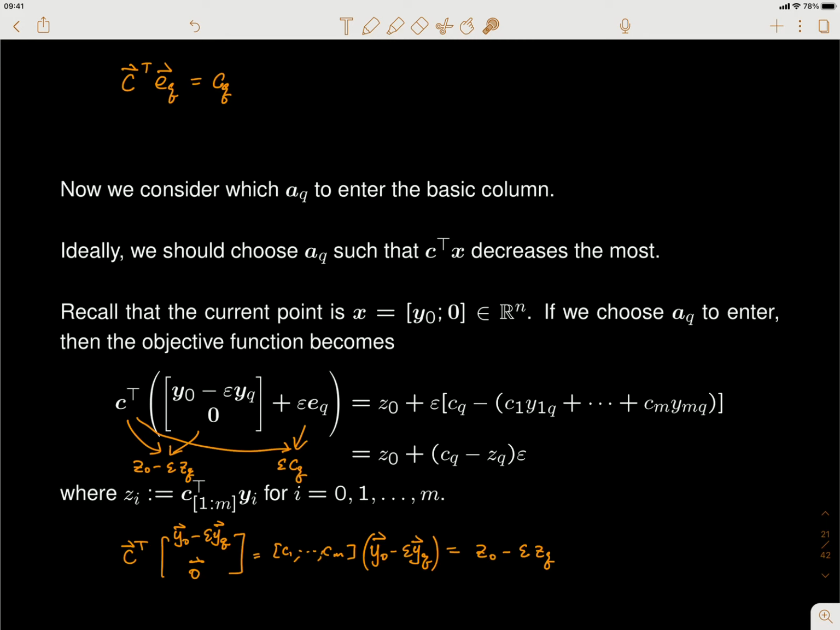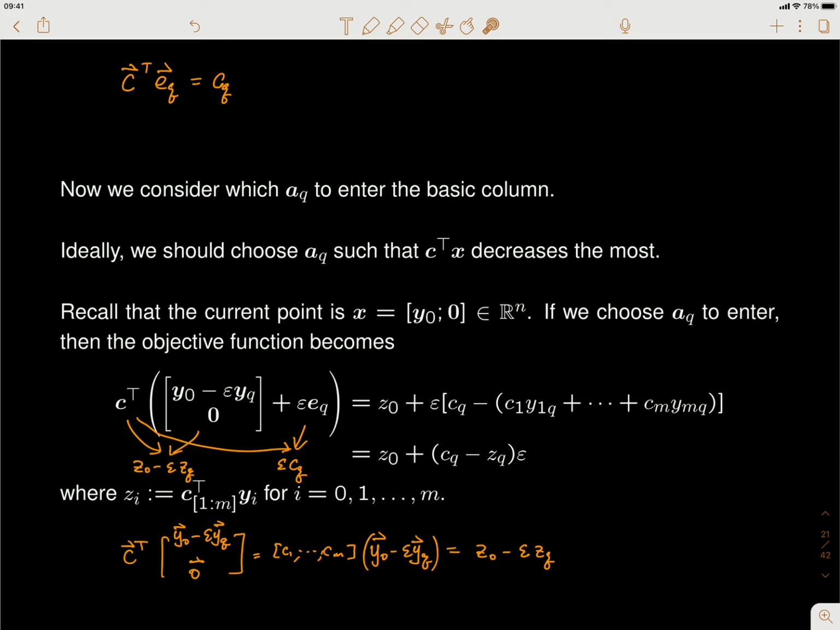When we move from this original basic feasible point to the new basic feasible point, this will be the new function value. Recall that this is the original point. When I multiply this by c transpose times x, I will just get z0. So z0 is the objective function value at this point. And this epsilon is greater than or equal to 0, as we said. So if I want to further decrease the function value, I just need to make sure that cq minus zq is negative. Okay, cq cannot change, it is just the qth component, and that all depends on what this zq is.